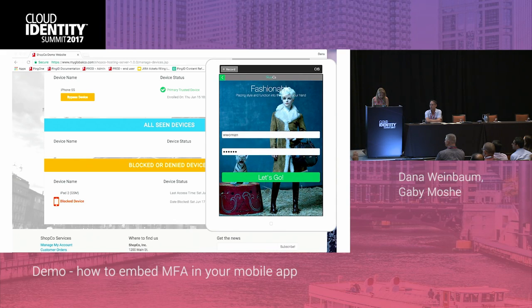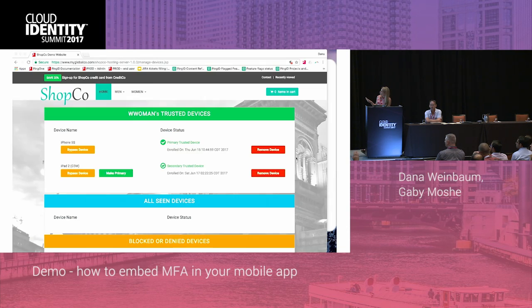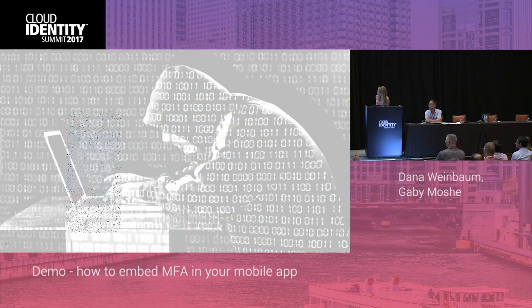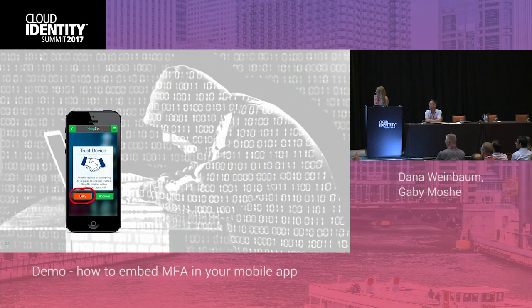Okay, I would like to show you now how she manages her devices. So in Shopco, we have a device management page. You can see here that she sees her trusted devices. She can see that the iPhone is her primary device and the iPad is a secondary device. Now she lost the iPad, so she wants to remove it from her network of trusted devices. She removes it, and she even suspects that it might have been stolen, so she blocks it altogether.